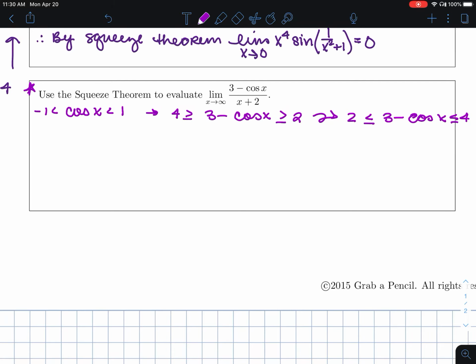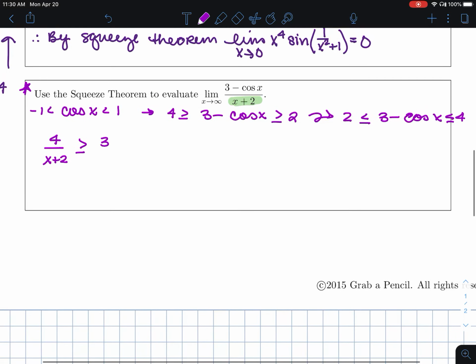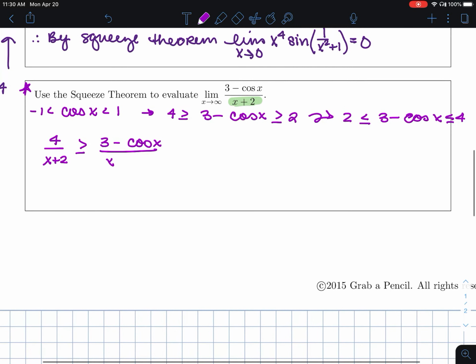From there, we look at the original function, and we see that where we're trapped between is a 1 over x plus 2. And so when we squeeze this function, we're going to have 4 over x plus 2 is greater than or equal to 3 minus cosine of x all over x plus 2, which is greater than or equal to 2 over x plus 2. And again, if you decide to switch the bounds the other way, that's fine as well.